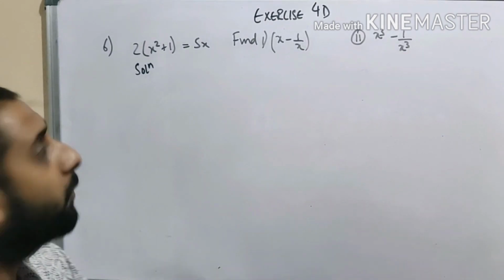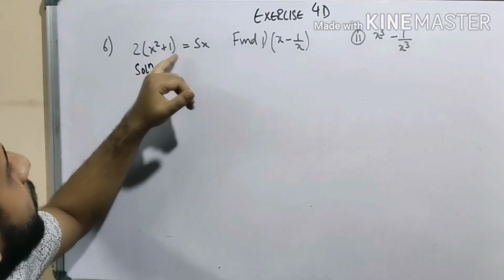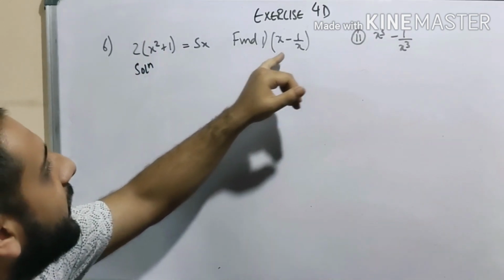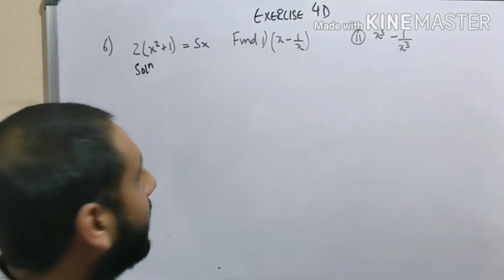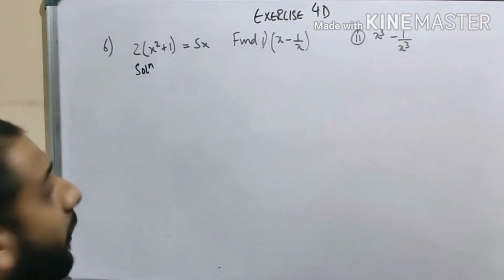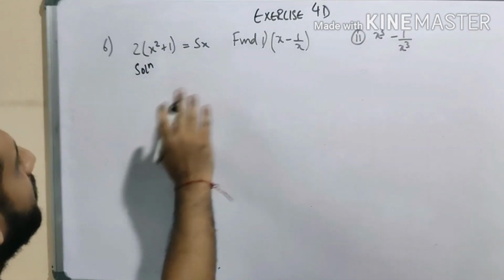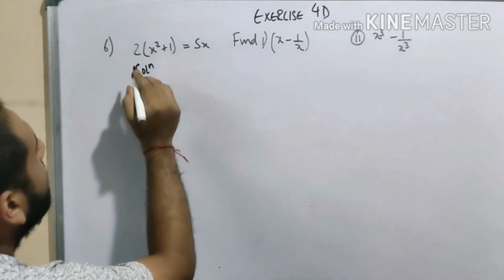Hello students, now we've got this problem. It says 2 bracket open x square plus 1 is equal to 5x. Find x minus 1 by x and x cubed minus 1 by x cubed. See, the equation is not given in x plus 1 by x or x minus 1 by x form. We've got this equation, so we'll bring that in the form of x minus 1 by x and then solve it. Okay? See, I'll open the bracket.